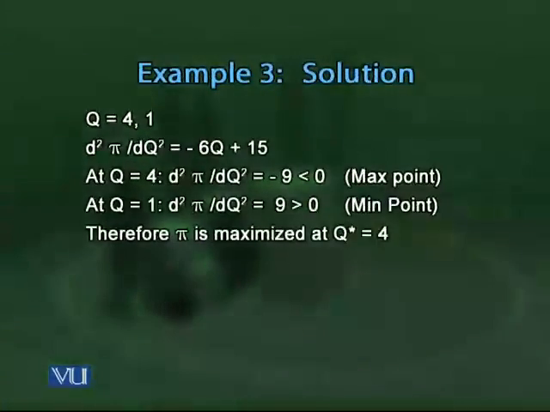Hence, we can see that the second derivative function is negative when q is equal to 4. This means that the firm is optimizing its profits when the level of output is equal to 4. And it is minimizing its profits when q is equal to 1, or in other words, it is incurring the largest losses at this point when q is equal to 1.